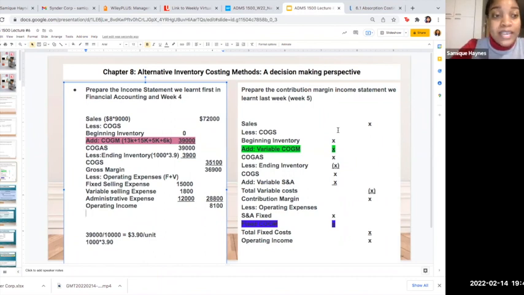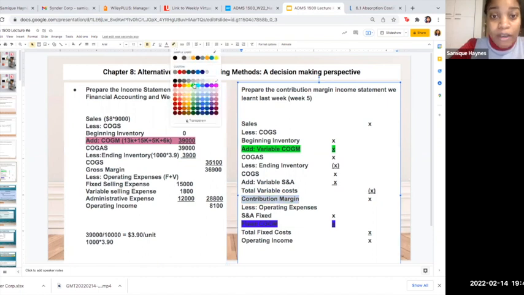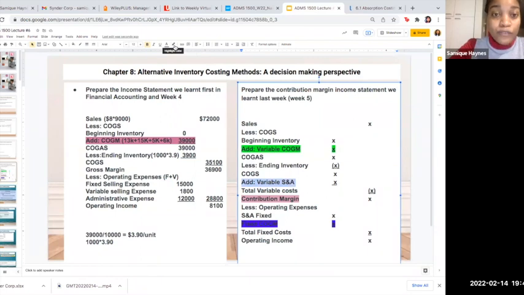And this one says, let's calculate a contribution margin. So I don't care if it's a selling or an administrative expense, as long as it's variable, put it up here. So we can have a total variable expense, a total variable cost, so that we can calculate our contribution margin. That's what it says. So let's go again.